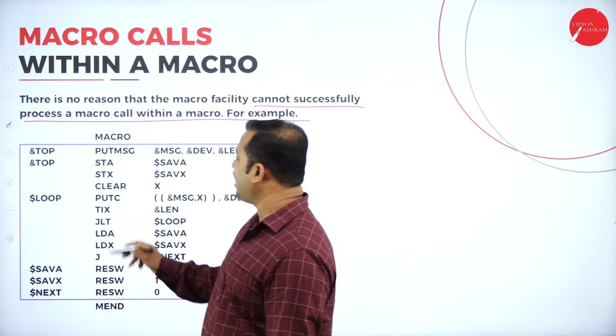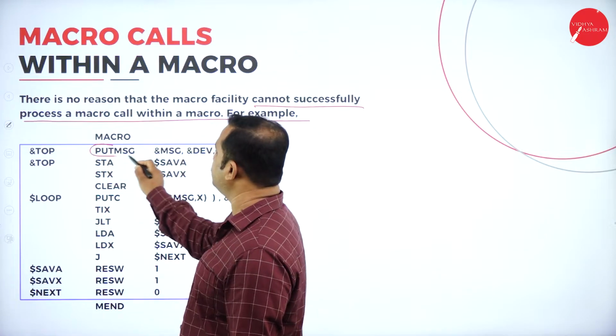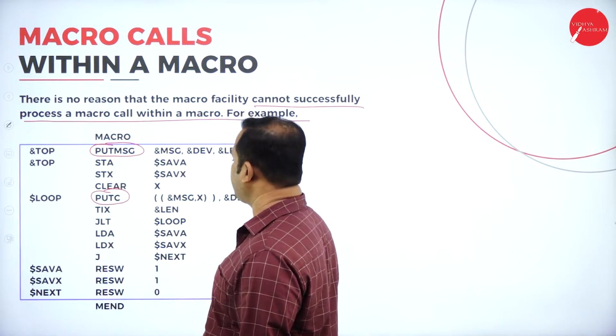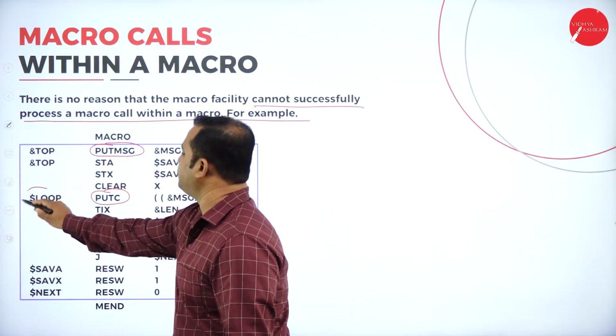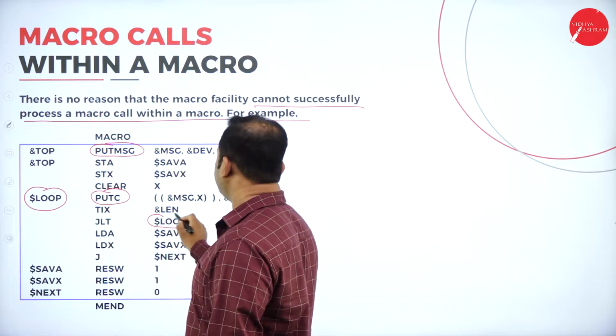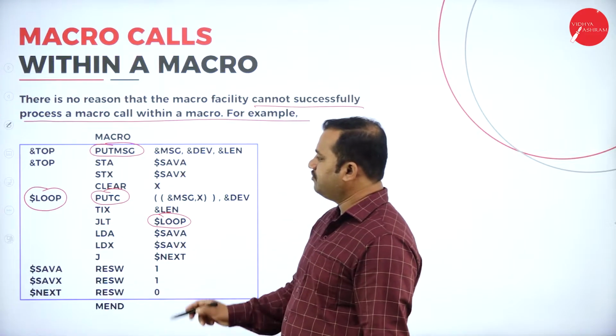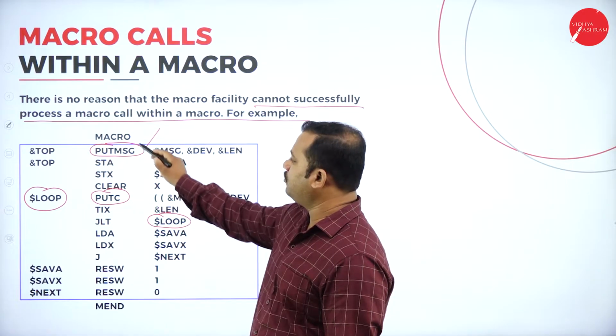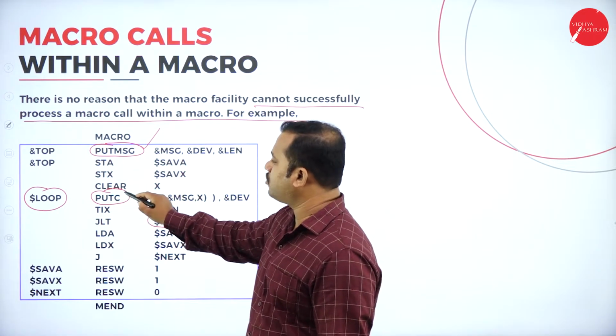So in this case, we have PUTC message. This is the name of the macro. PUTC is another name of a macro. We have the looping statement here, and a label here. Then we have PUTC message, which is the name of the macro. Within this macro, I have one more macro called PUTC.